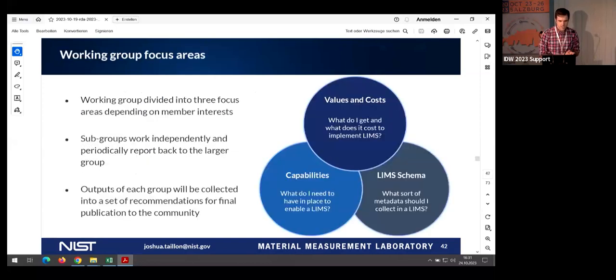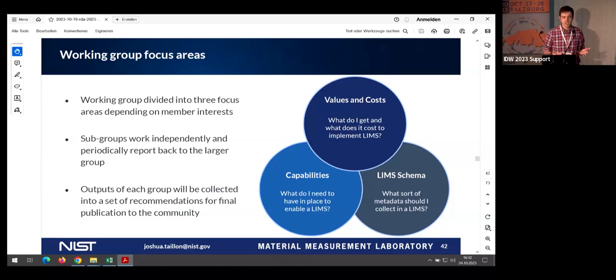So we've divvied up our working group into, sorry, I wasn't sure how much time I had, into 3 main areas. These have been decided based on basically our members' primary interests. So these 3 areas are the values and costs of a LIMS, the capabilities that you must have at your institution to enable a LIMS, and then, in the more technical aspect of the work, the LIMS schema. What sort of metadata should I collect in a LIMS? And that will be a review of existing metadata strategies and perhaps development of another if that is applicable.